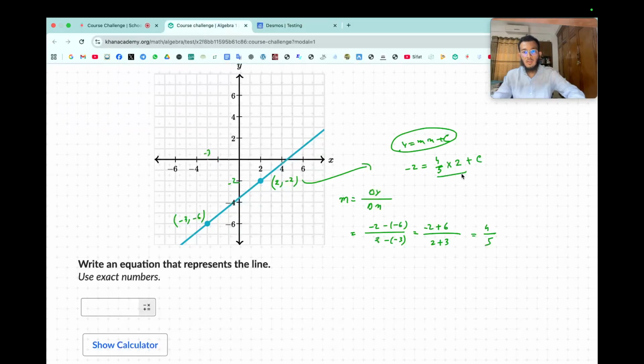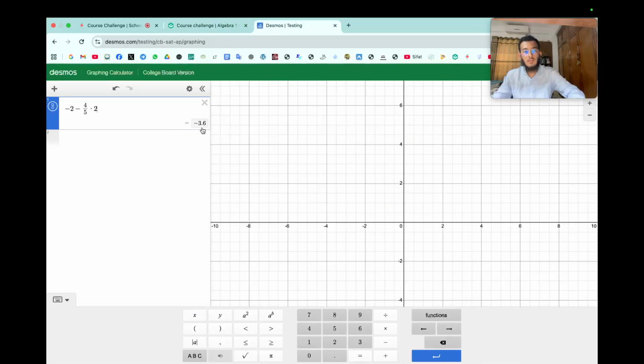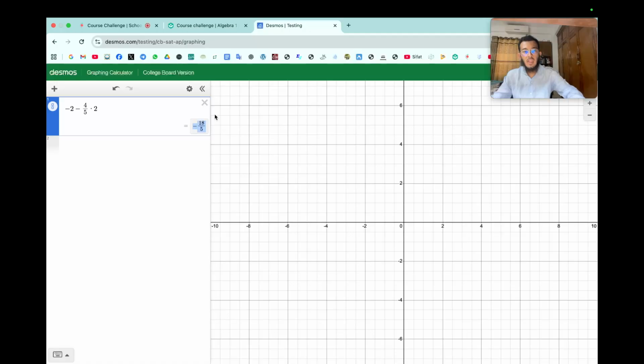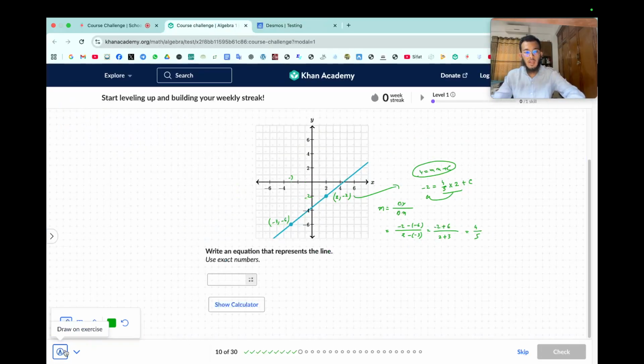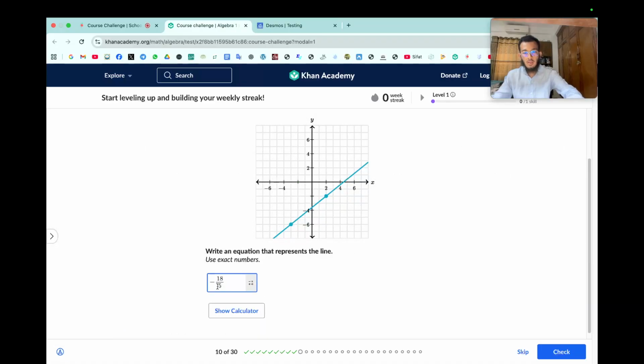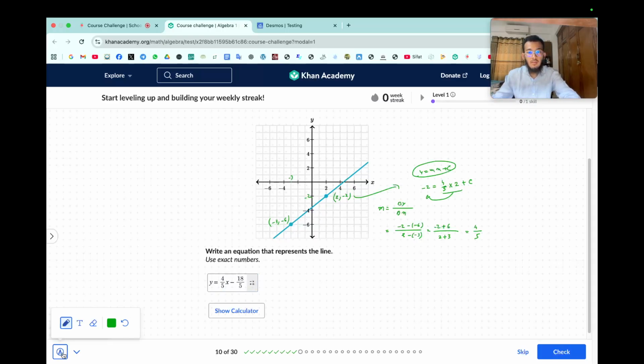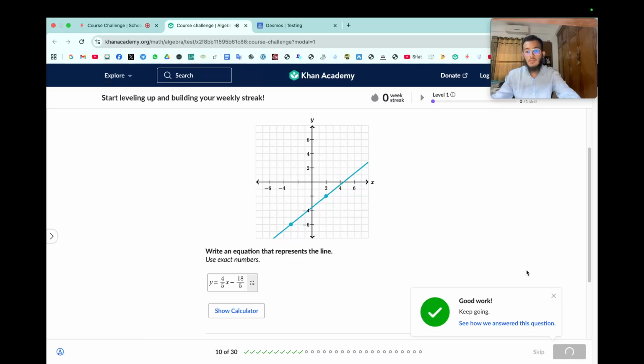So negative 2 minus 4 by 5 times 2 is negative 3.6, but we want the exact value, so negative 18 by 5. Which means our equation is y equals, what is the slope? 4 by 5. So we have 4 by 5 x, and negative 18 by 5 is our y-intercept. So this is our equation. There we go.